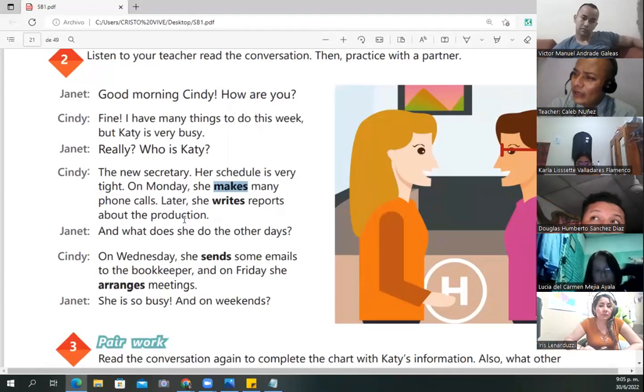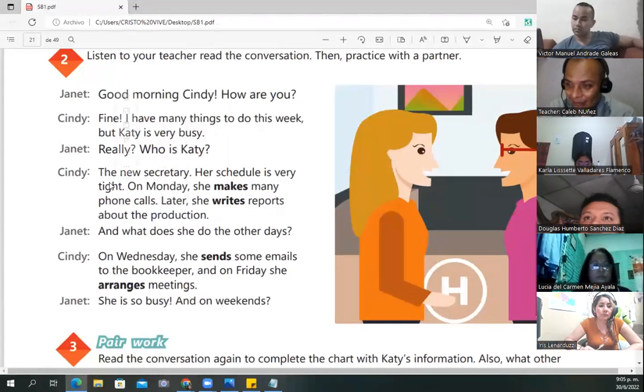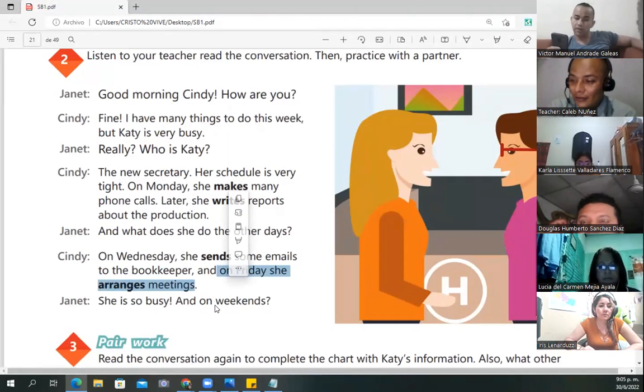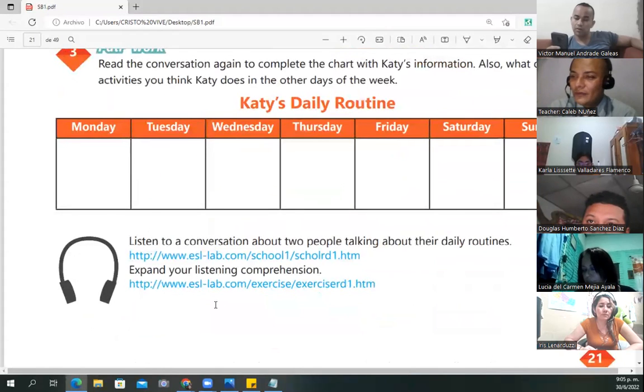Aquí hay bastante vocabulario, ¿verdad? Hay bastantes adjectives como busy, right? Como tight, ajustado, apretado. Busy. Arrange es un verbo, right? Arrange. Es un verbo nuevo quizás para muchos de ustedes. Arrange. Okay. Sends, enviar, ¿verdad? Sends. Okay. Very well. So here we have the days of the week.